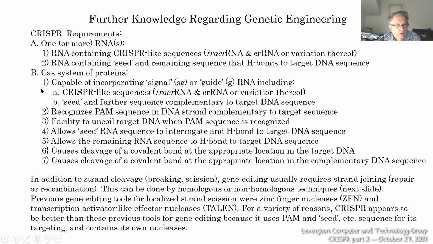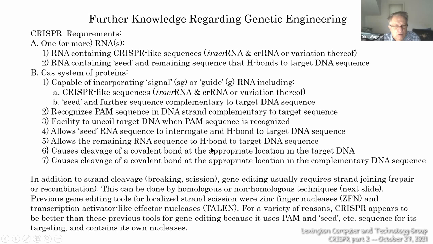The Cas system also has to allow the seed to interrogate and to form hydrogen bonds. This is the first thing that happens. In the one I showed you, about a 10 nucleotide sequence interrogates first to see if the hydrogen bonds form. So it's a two-step process. The first is the seed portion, the initial portion, to see if it binds. If it does, then it goes on. If it didn't, then it would fall off. But now, okay, it's gotten the first 10. Let's go on.